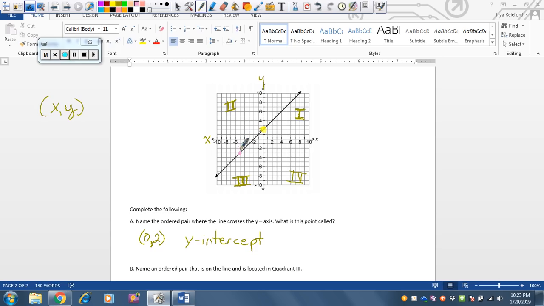This dot here, x comes first. So how far sideways did I go? -5. And how far up and down did I go? -3. So one of the ordered pairs in quadrant 3 is -5, -3. I think you need to list one more. The key is, if it's in quadrant 3, everything's negative.